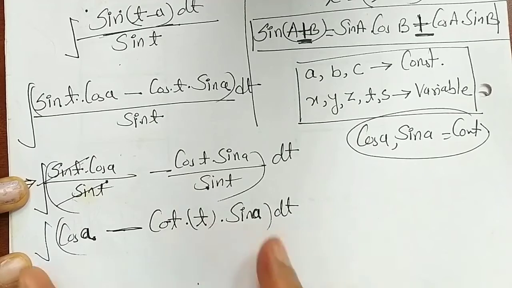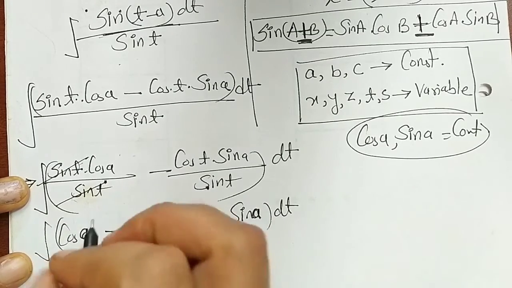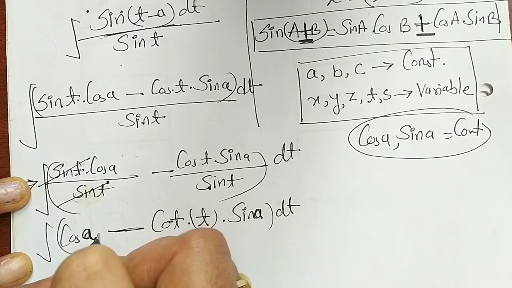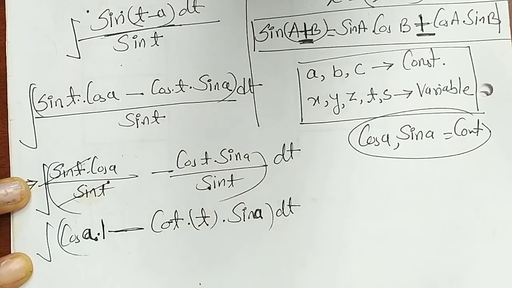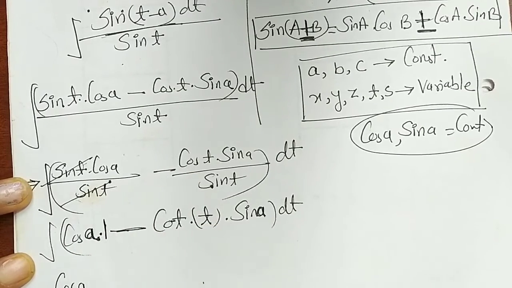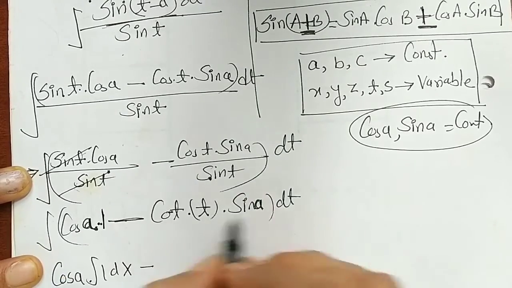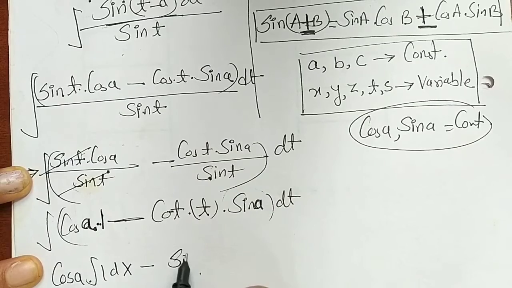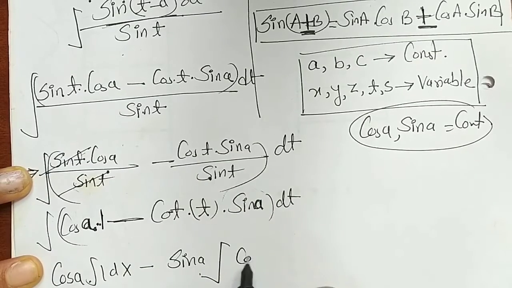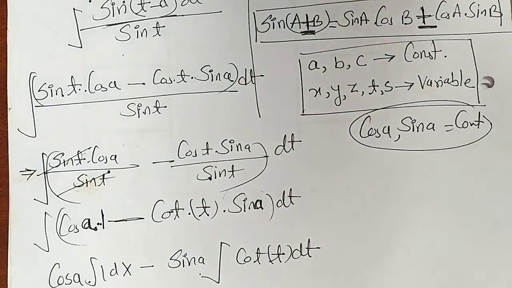So I have to integrate this now. So this, because it's a constant, I can multiply by 1. So what is cos a I am supposed to copy? Integration of 1 is what? Okay, here you see sin a is a constant. I will bring it out and I have to integrate this dt. Okay, understood.